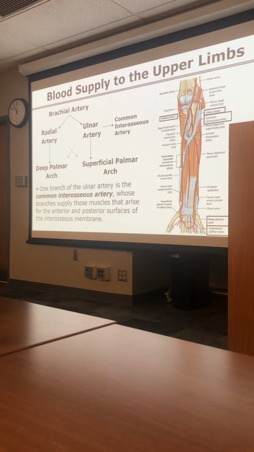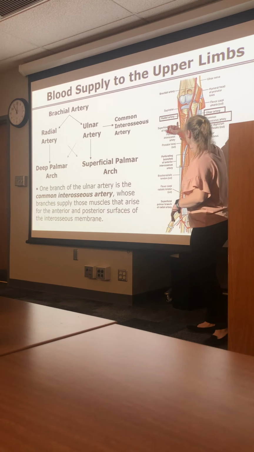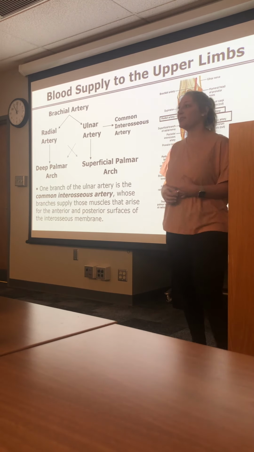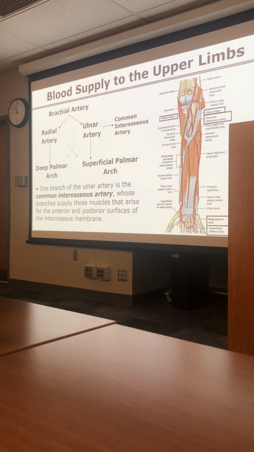So the common interosseous gives off two branches, the anterior and posterior interosseous arteries, that are running along the interosseous membrane. But you can see a bunch of other branches here, and those are the elbow anastomoses. And common interosseous gives off one of them. So for this purpose, you only need to know ulnar gives off a common interosseous, which gives arteries going anterior and posterior to the interosseous membrane.